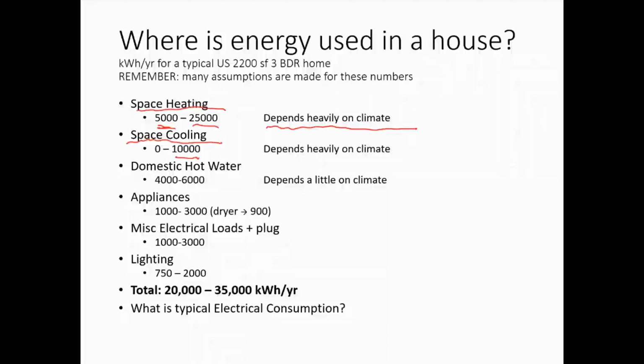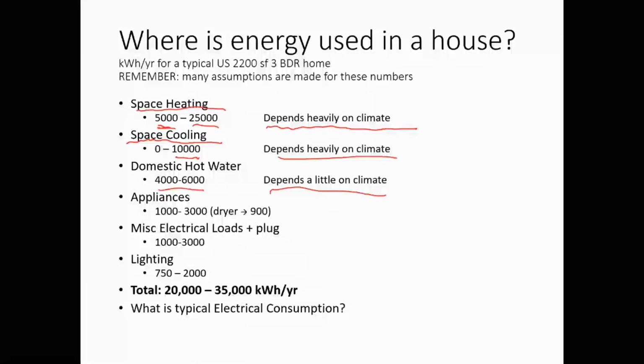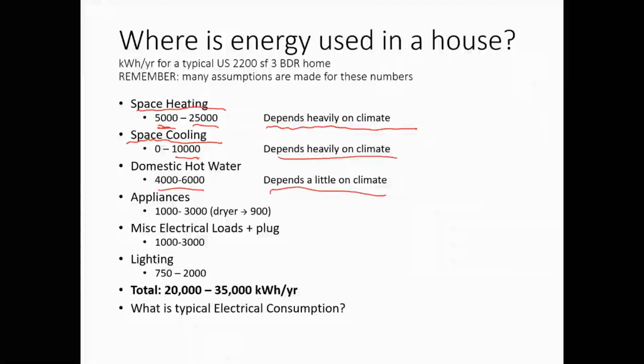So the next thing is going to be domestic hot water. This depends a little bit on climate. Like, where's your water heater? Is it in your crawl space? Is it in an unfinished garage, or a basement or something like that? So again, all these things depend on climate. And again, you have this range of energy uses depending on where your water heater is, stuff like that.